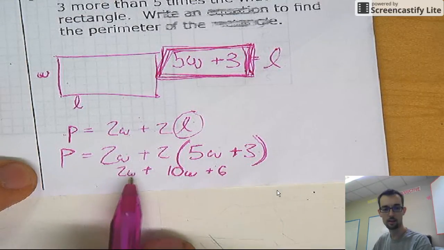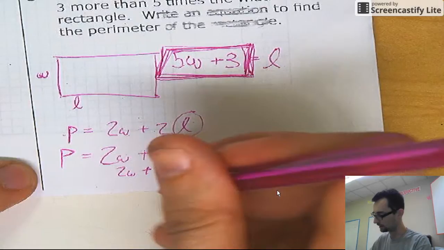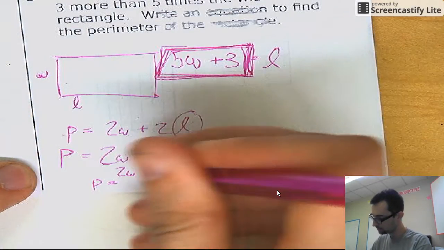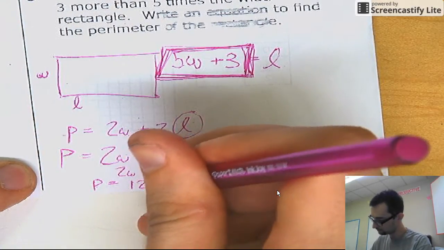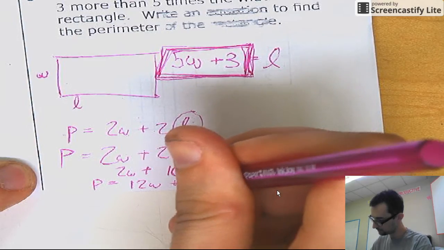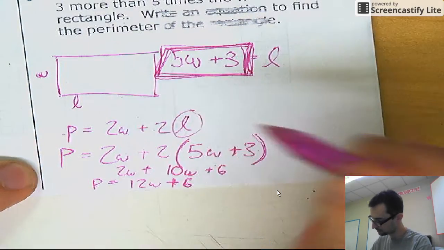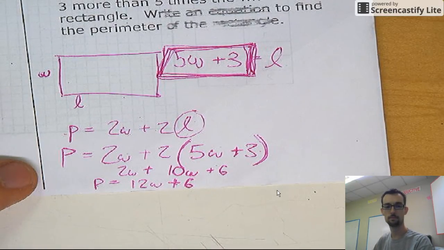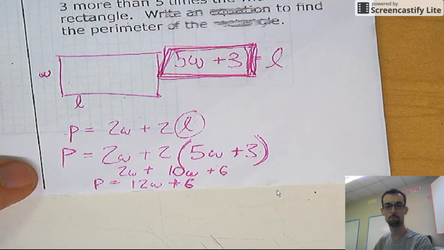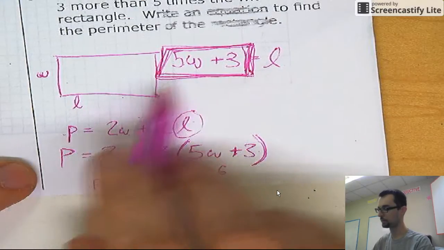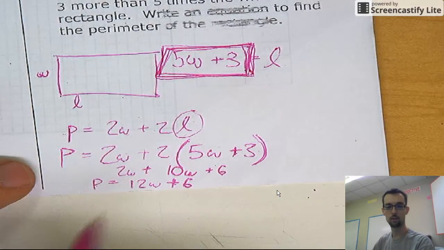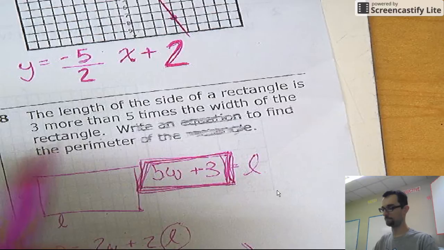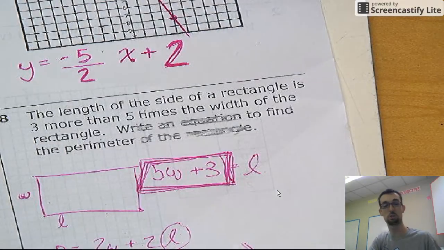Well, I can add 2W and 10W together, right? So P equals 2W plus 10W is 12W plus 6. So that's my final simplified equation. My perimeter equals 12 times the width plus 6. Yeah, it wasn't too bad. That wasn't too bad at all, really. Right? Width plus 5 width plus 3 plus 5 width plus 3. 12 width plus 6. Okay. I don't know why that's in 7th grade, but we'll take it. Awesome.